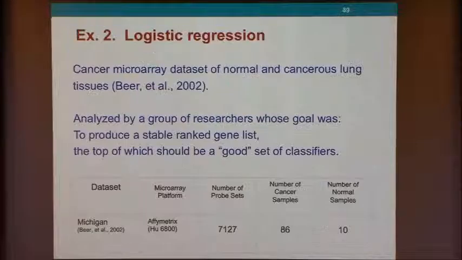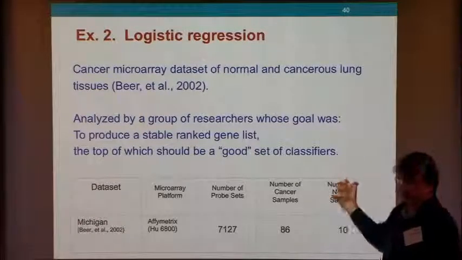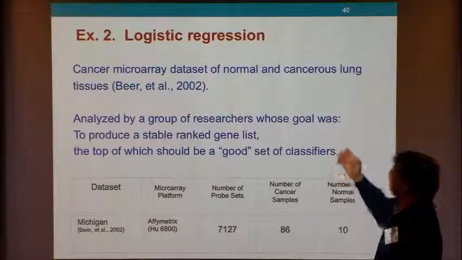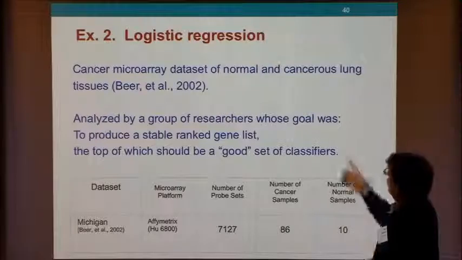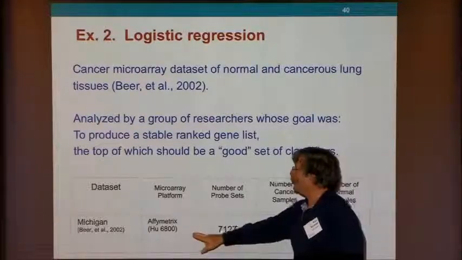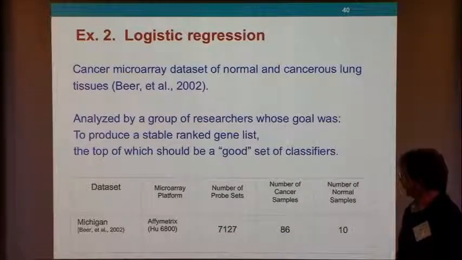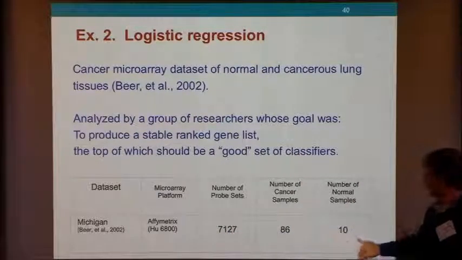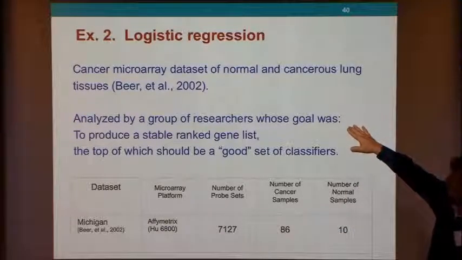Okay, let me go to the second example. The second example is a logistic regression, so I'm carrying it over to logistic regression, analyzing cancer microarray data sets of normal and carcinogenous lung tissues. Microarray analysis, the number of probe sets is about 7,000, with a number of cancer samples and a number of normal samples. It has been analyzed a couple of times.